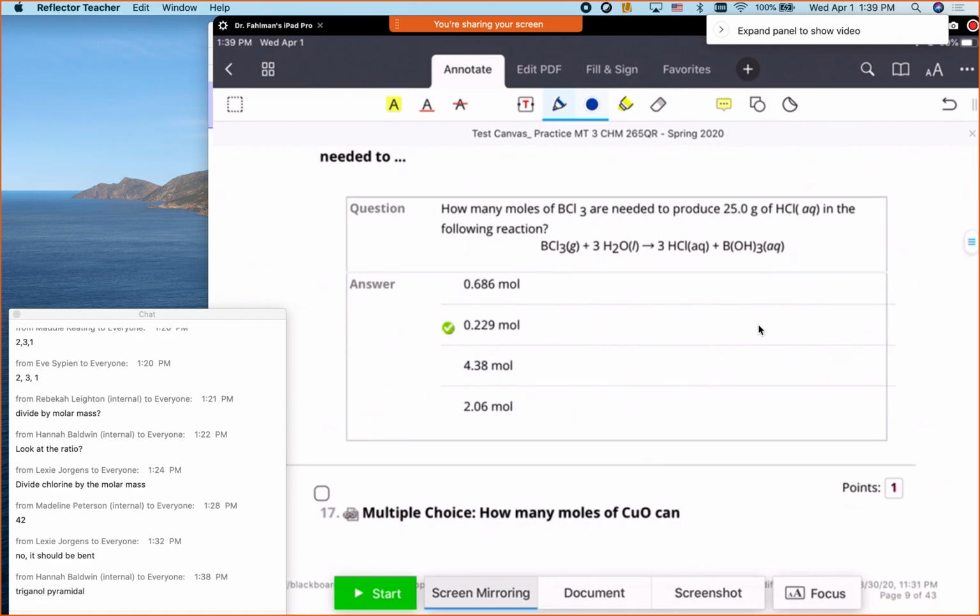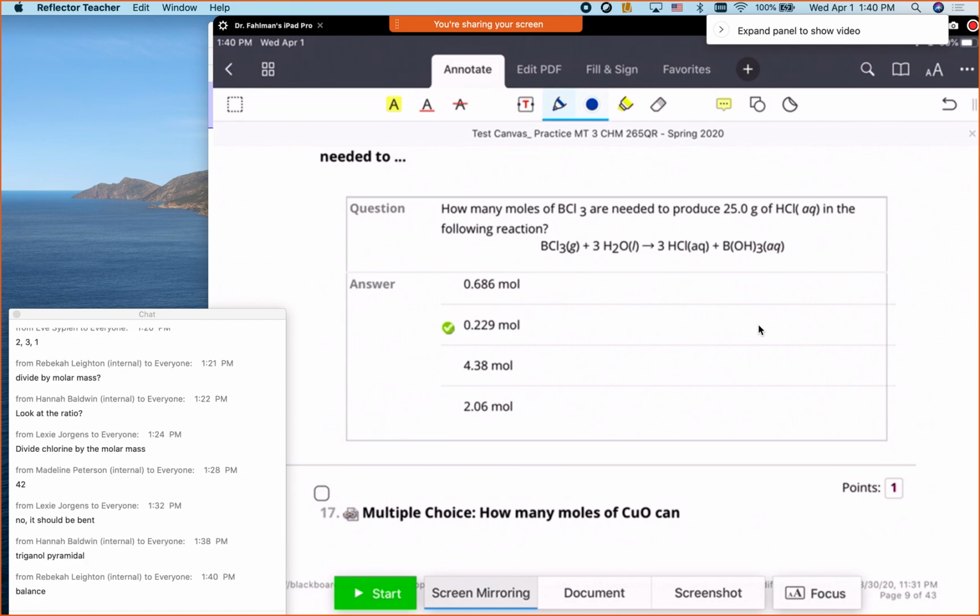How many moles of boron trichloride are needed to produce 25 grams of HCl? So this is maybe one of the toughest questions on the exam. For this, where do you start? Make sure it's balanced. So 1 boron, 3 oxygens, 6 hydrogens. Yes, this is balanced. Okay, so that's nice at least. And then 25 grams of HCl. So then we have to do its moles, right? That will be 36.45 grams per mole for HCl.